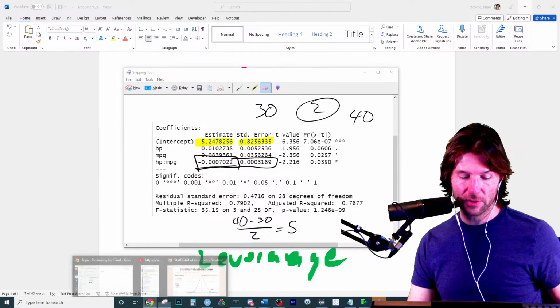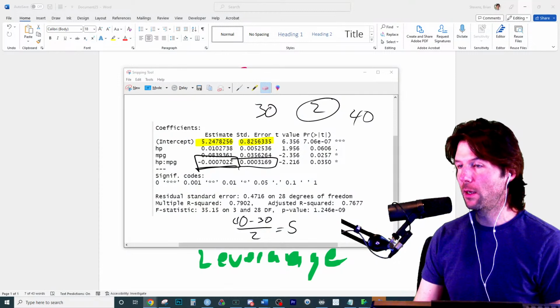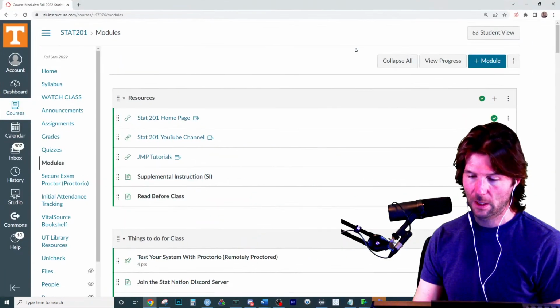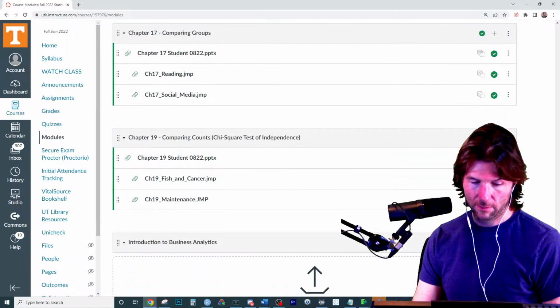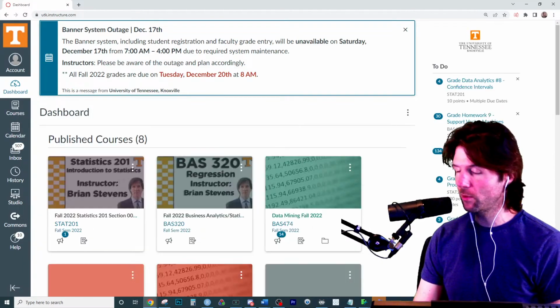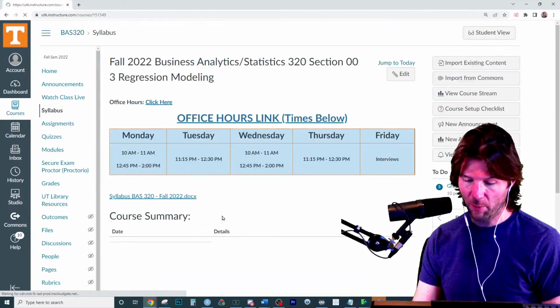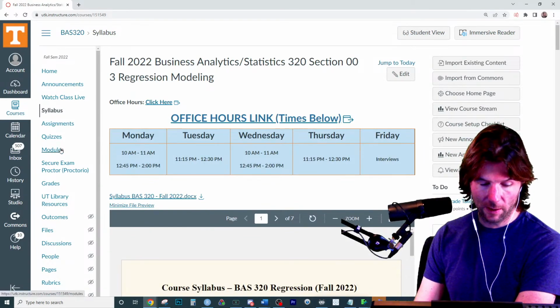So what I noticed was, under the modules, I've got here. That's the wrong class. Under those modules, and I think everything's graded. I'm going to be working on grades a little bit later today. So thank you to the grader for getting everything graded. We love that.